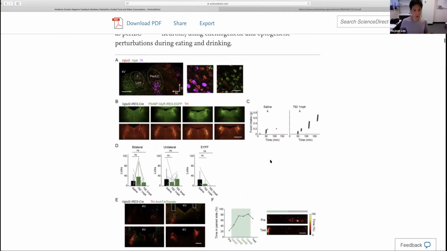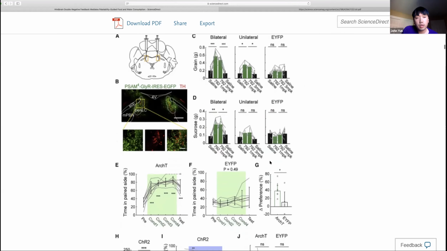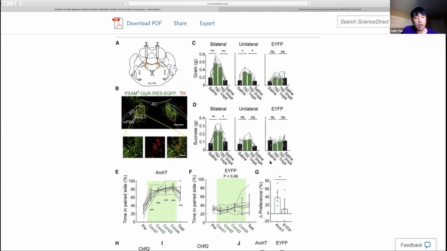So in figure A, I'm on the wrong figure. Oh, sorry. Yeah, that's a supplement. Okay, so yes, figure A is just a schematic design where they transduced either one side of the peri-LC or bilaterally, and then B shows that they effectively transduced these two sides of the peri-LC neurons.